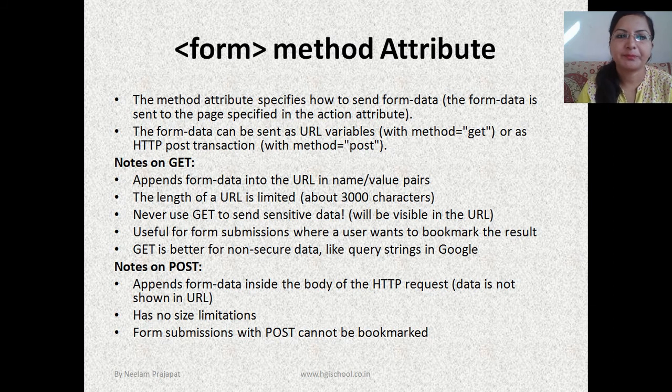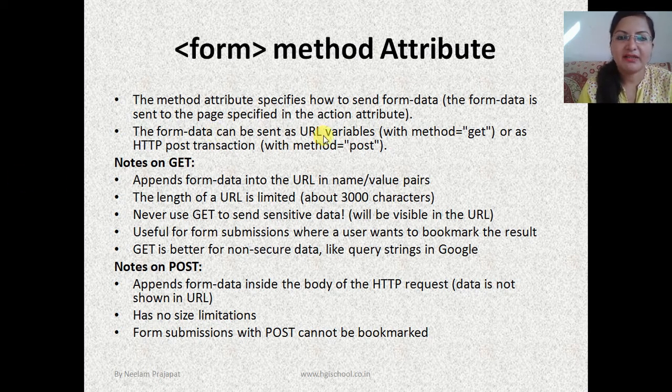Now next is the method. This is the method attribute. Form has two main attributes; we can also use some more like id, class, name, but two common attributes of form are action and method. The method attribute specifies how to send form data. That means whatever page we mention in the action, on that page all the values which you have filled in the form will be sent.